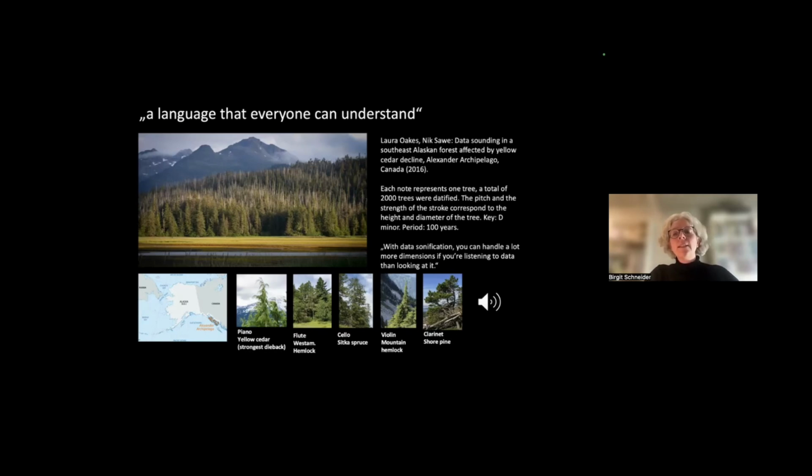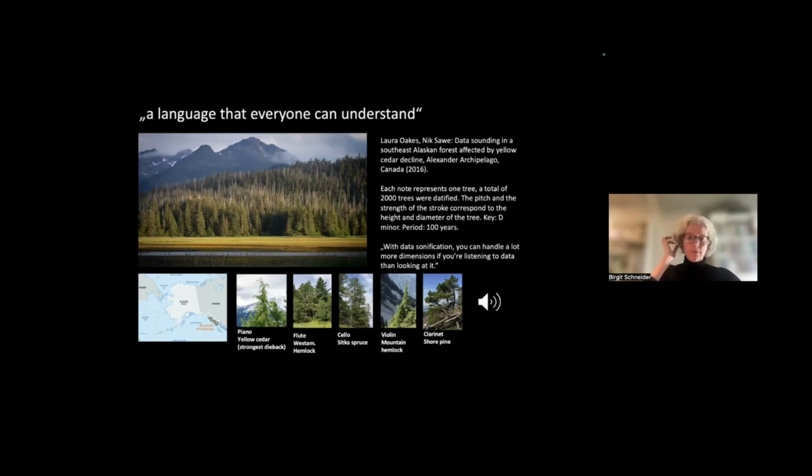And you can see the yellow cedar declining. It's a place in Canada. And what you will hear now, it's a very short piece. Each note represents one tree, a total of 2,000 trees, which they datified. The pitch and the strength of the stroke correspond to the height and diameter of the tree. And the key is in D minor. This is their decision, actually. There's nobody forced them. It could also have been major, anything. And the period is over 100 years.